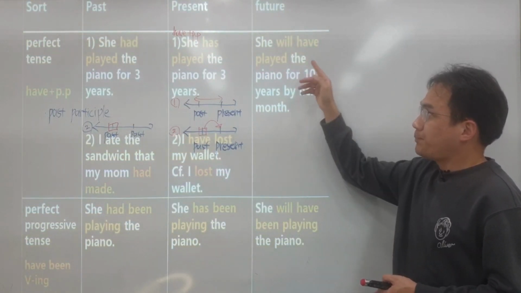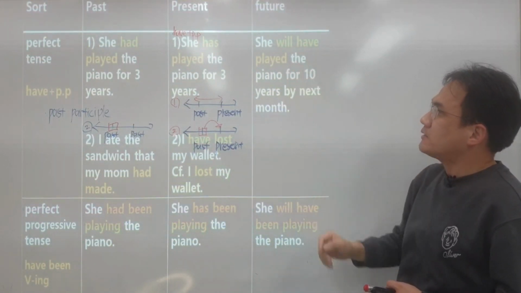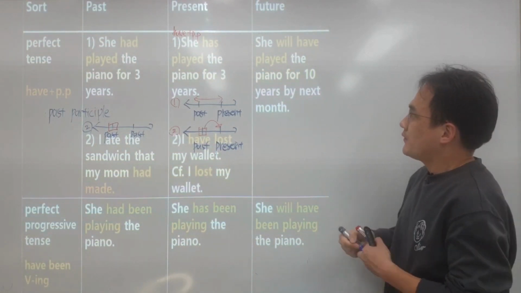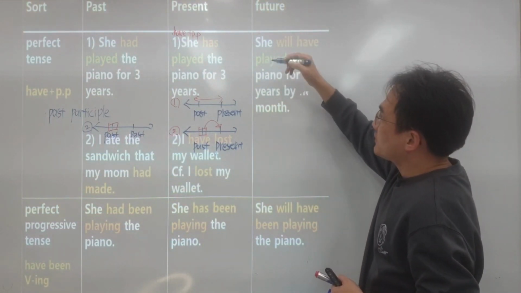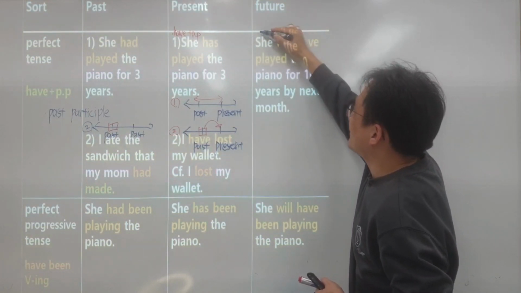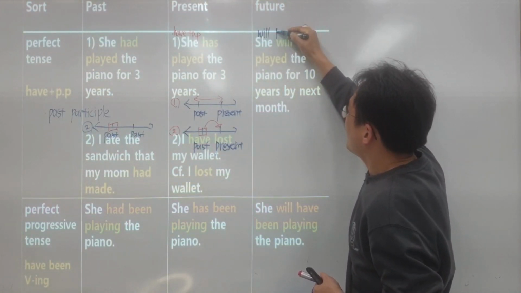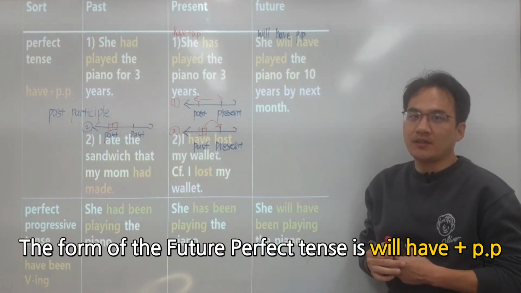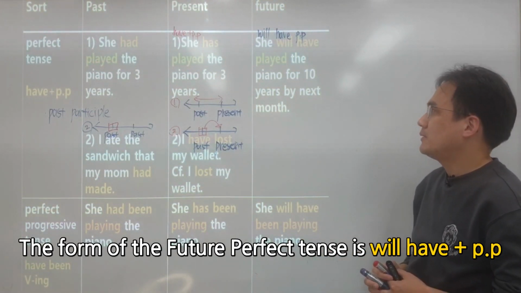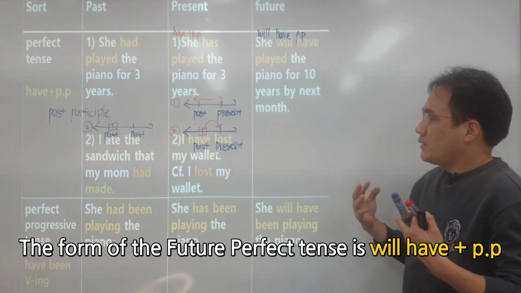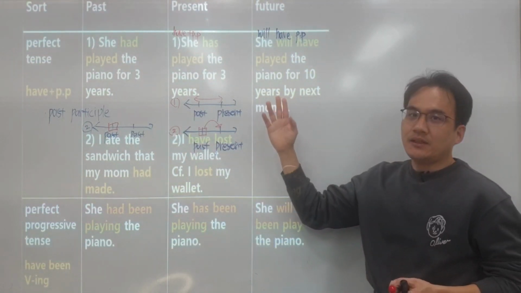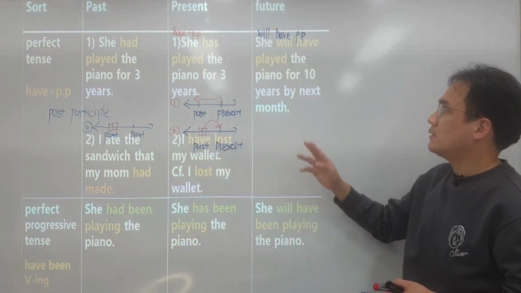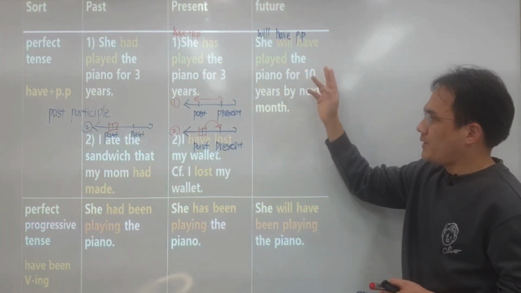What is the future perfect tense? The form of the future perfect tense is will have PP. As I mentioned before, PP stands for past participle. It's really simple. The action is to be completed in the future. So that is a future perfect tense.